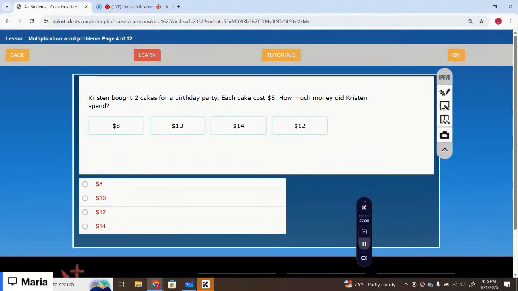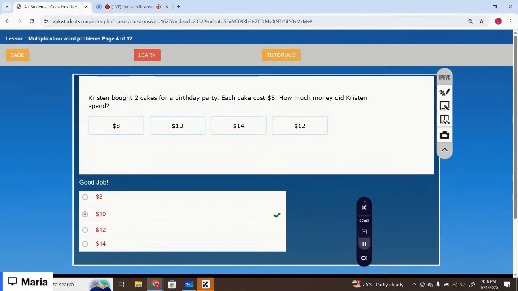Christine bought two cakes for a birthday party. Each cake cost $5. How much money did Christine spend? So 5 times 2 is 10. The correct option is $10. Option number 2 is the correct option.